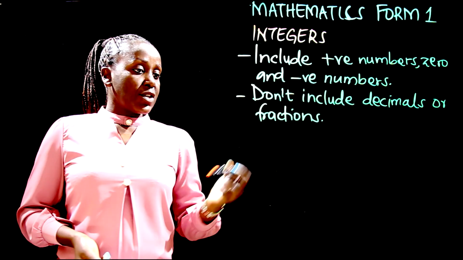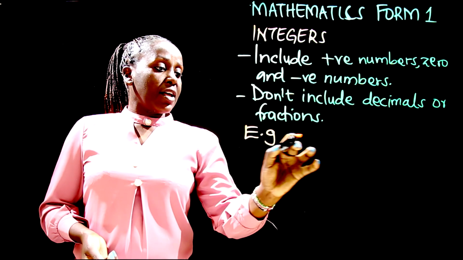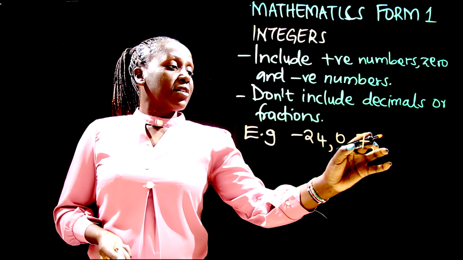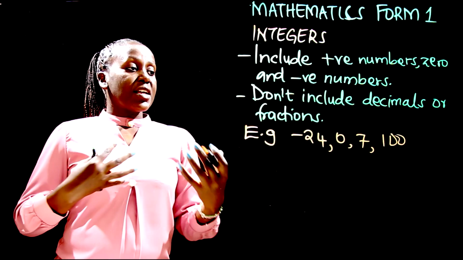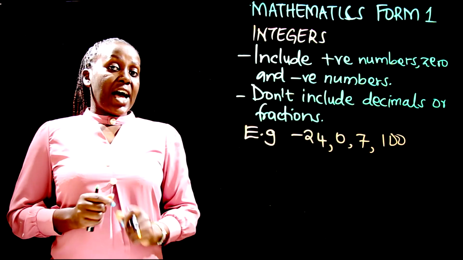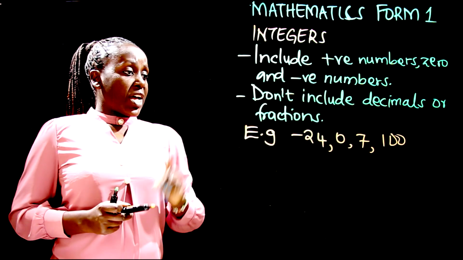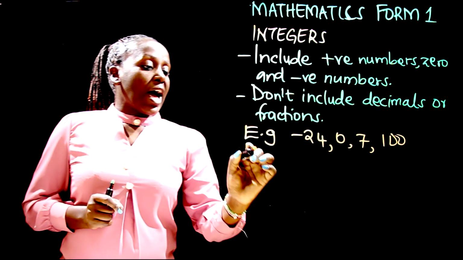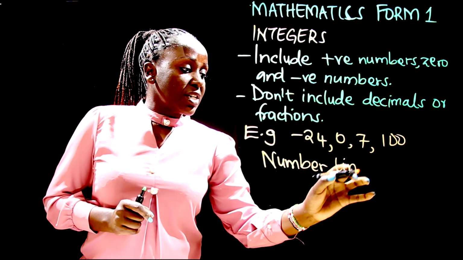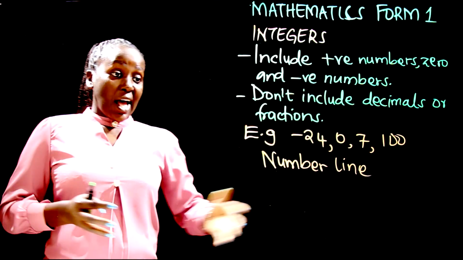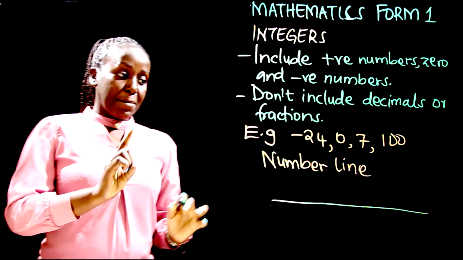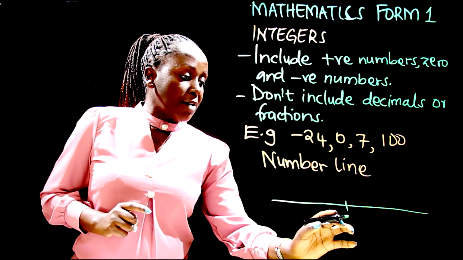So we can give examples. Examples of integers are negative 24, 0, 7, 100, and so on. So any whole number that is either positive or negative or a 0 is an integer. Now, integers can be represented on a number line, okay? On a number line. Now, what is a number line? A number line is just a line that has numbers, okay? It's a line that has numbers, but in the middle we have 0.